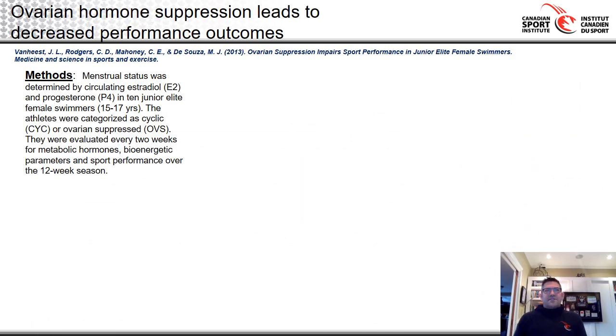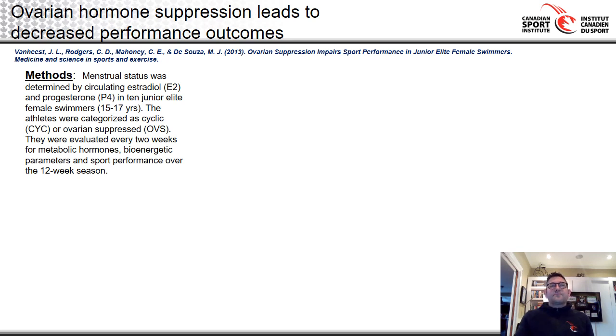Although this isn't a track and field study, I did want to highlight this great piece of work in junior elite female swimmers. They had 10 junior elite female swimmers aged 15 to 17, and half the athletes were categorized as cyclical, meaning they had a normally presenting natural menstrual cycle, and half were ovarian suppressed. They were amenorrheic. They were evaluated every 2 weeks for metabolic hormones, bioenergetic parameters, and sport performance over the 12-week training season.